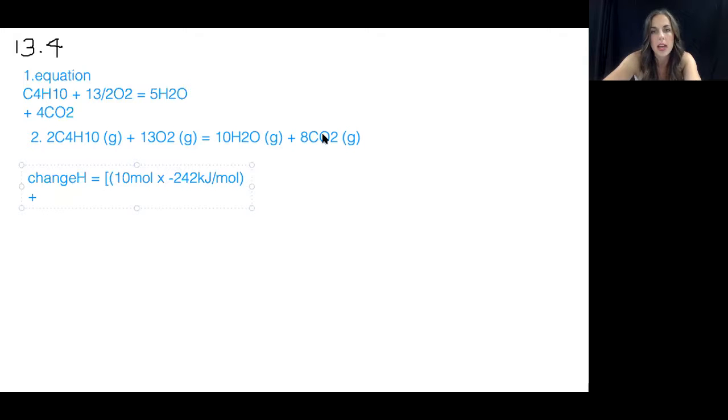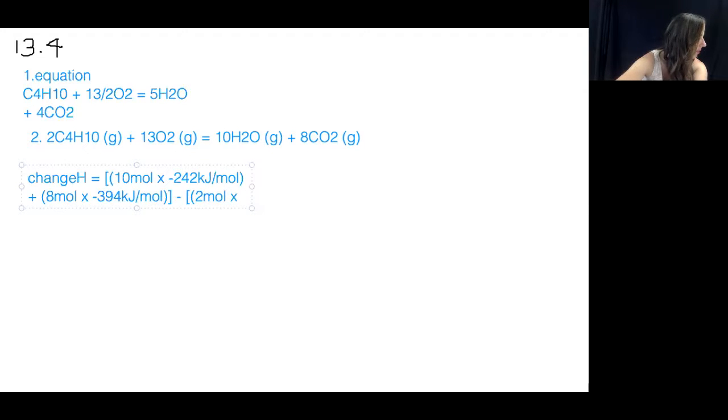I'm adding up all of the products. So there's one product. Now I've got this product. So let's do 8 moles, because there's a coefficient of 8, times CO2 gas, negative 394 kilojoules per mole. Close that parentheses. That's all of my products, so I'm going to close that bracket. That whole thing minus, open a new bracket, all of my reactants. So I have 2 moles here of butane. So 2 moles times, and that's on the right side of the table, negative 126 kilojoules per mole.